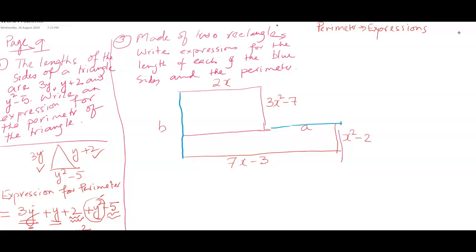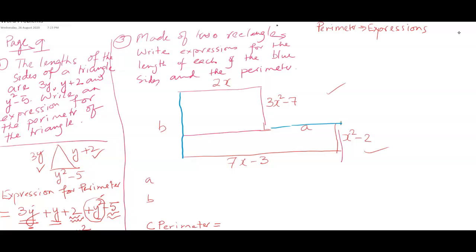Now moving on to the second question. This particular shape is made of two rectangles, and we were asked to write expressions for the length of each of the blue sides. So the blue sides are A and B, and finally we have to work out the perimeter. Although they haven't mentioned it, there is a subsection C which is working out the perimeter of the shape.